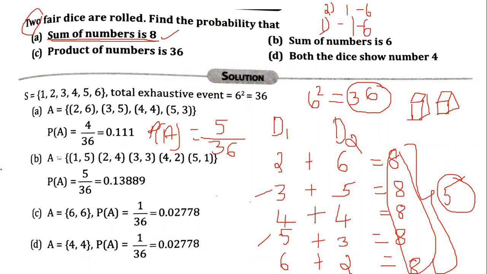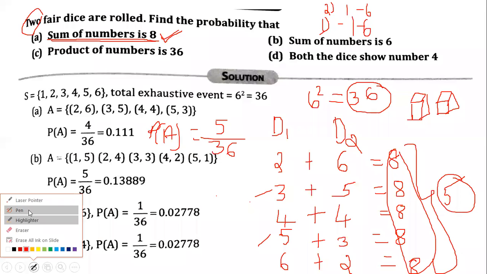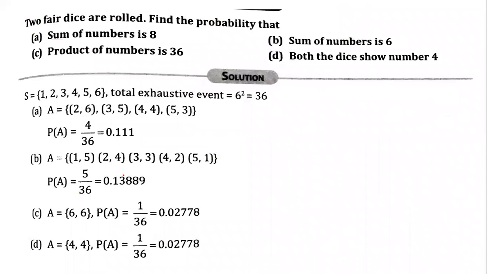Next. Now that was your first one. Now this can be asked for your 14 marks questions. Now the second one. This is 5, I will correct and send it. Then the second question: the sum of the numbers is 6. First we found out the sum of the numbers is 8. Now the second event, event B, is the sum of the numbers is 6.